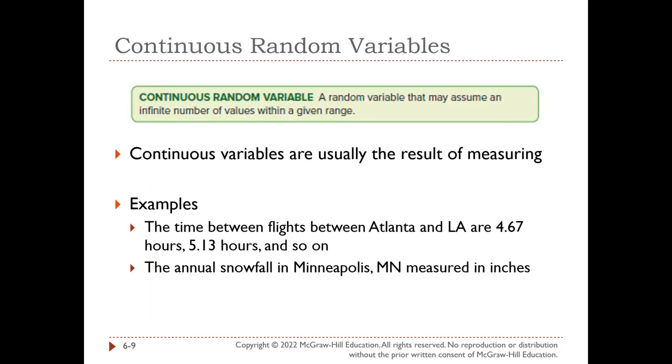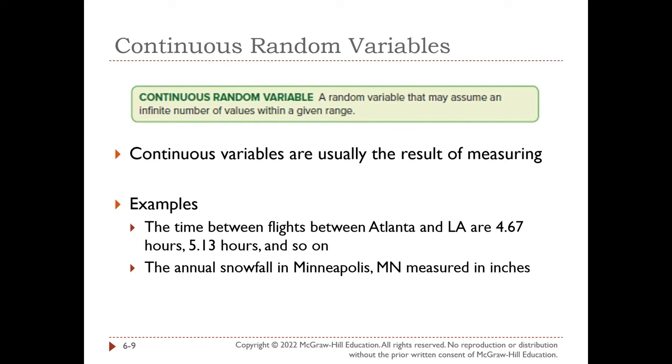They like to do examples. Lots and lots of examples. Now, what is a continuous random variable? Well, it is a random variable that may assume an infinite number of values within a given range. They are usually the result of measuring. That's what they always are.